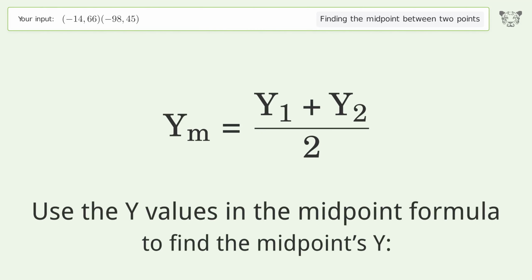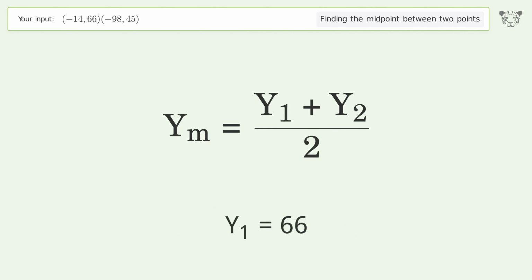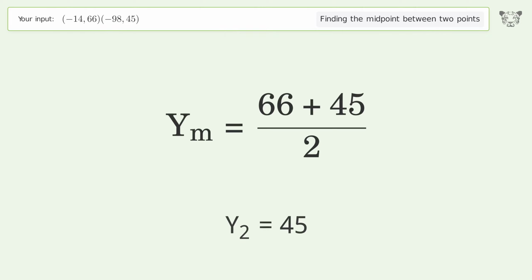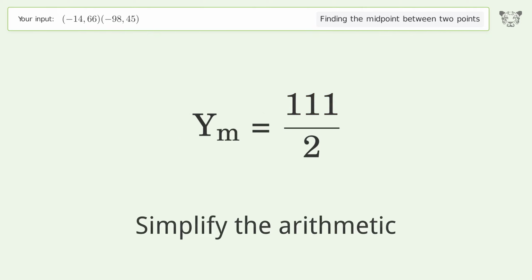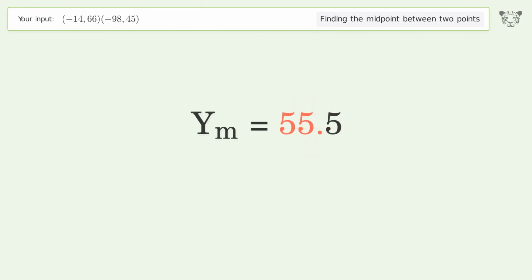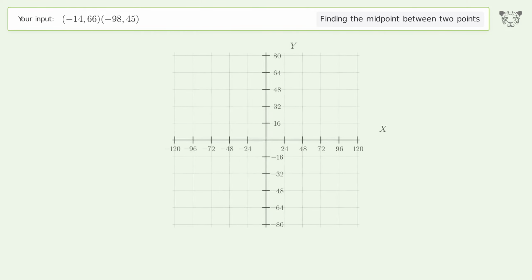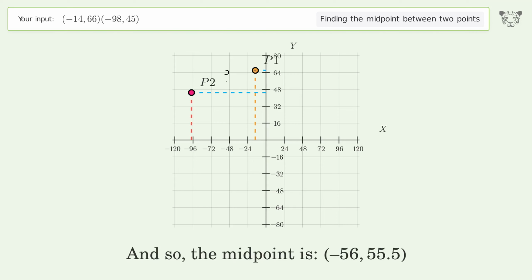Use the y values in the midpoint formula to find the midpoint's y. y1 equals 66. y2 equals 45. Simplify the arithmetic. And so, the midpoint is negative 56, 55.5.